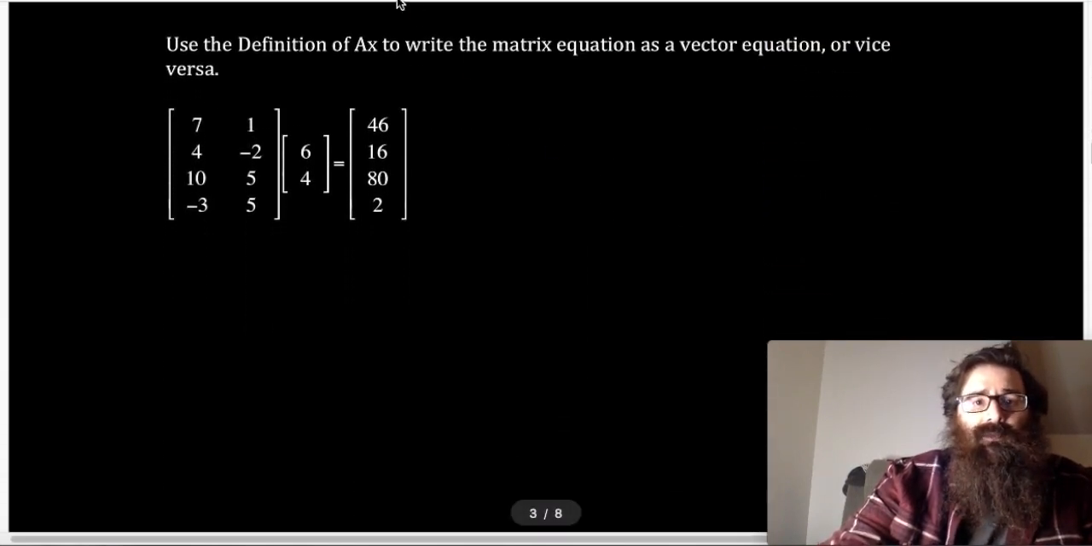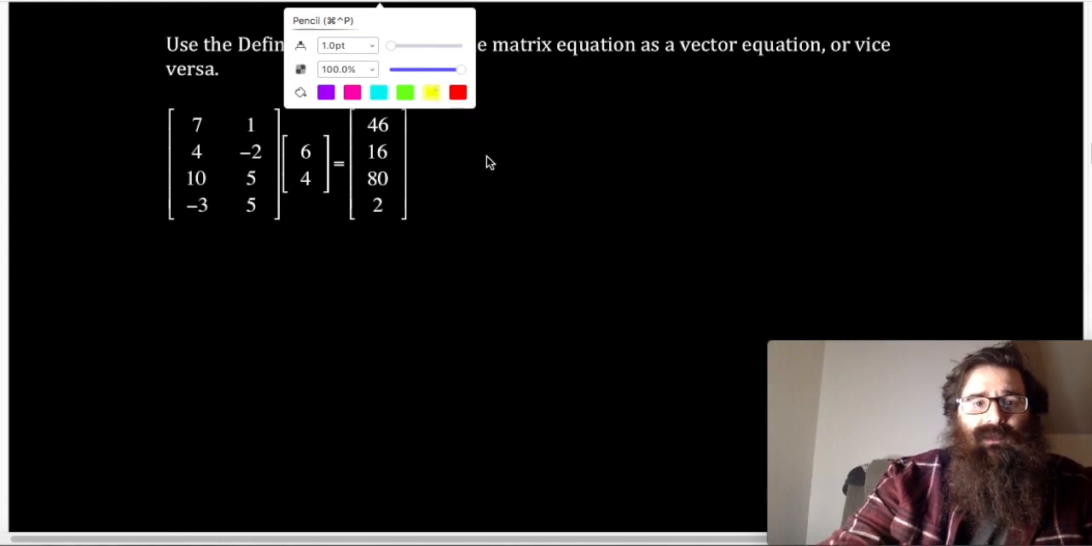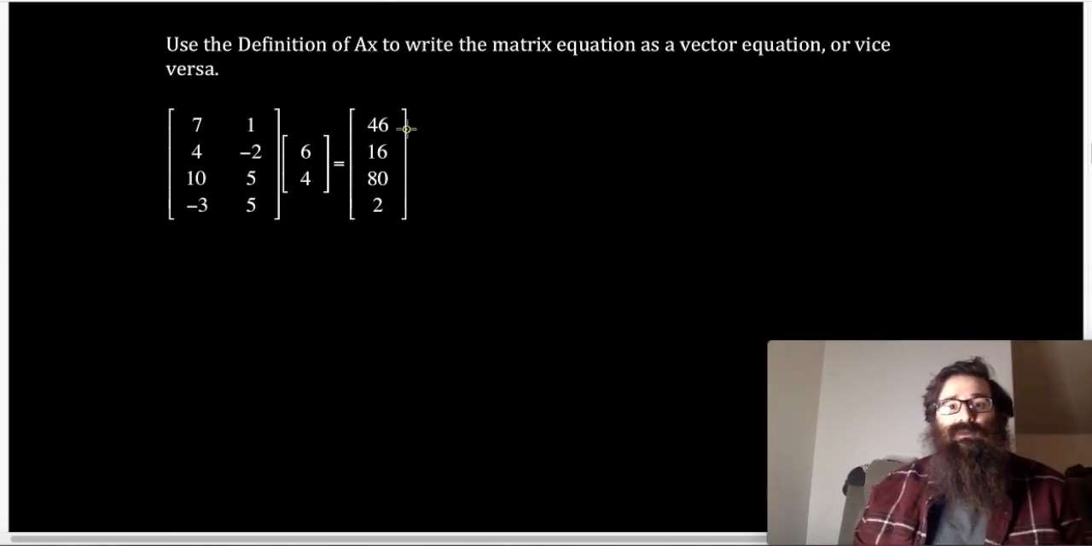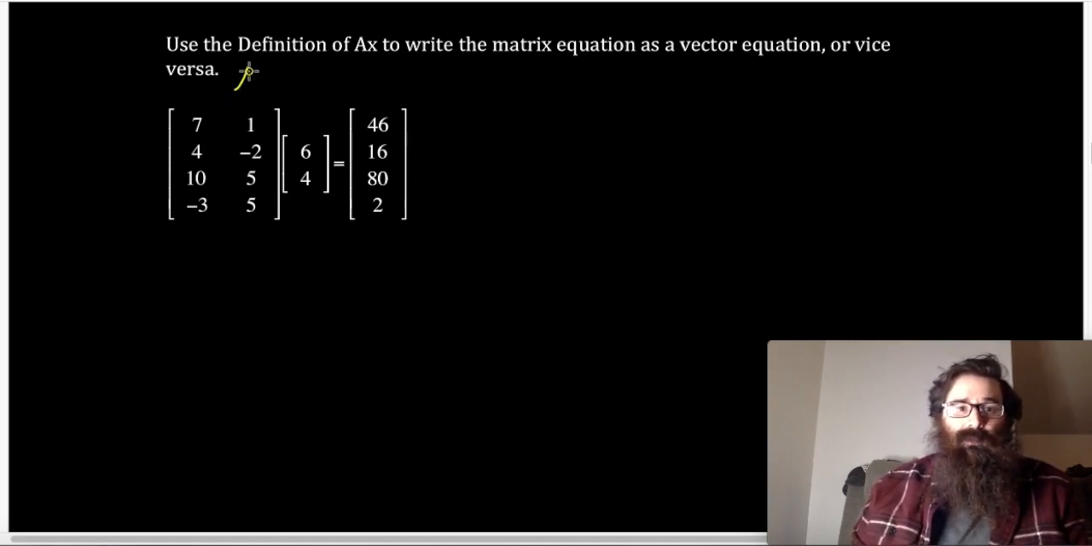Let's take a look at another example. So here what I'd like to do is use the definition of A times X to write this matrix equation as a vector equation. Or we'll do vice versa for an example that is set up the other way. But in this case, I have AX equals B. A times X equals B. And I really want to think about this left-hand side, A times X, and decomposing it like we said before.